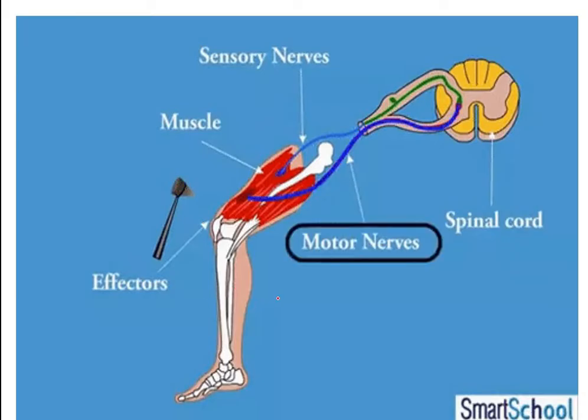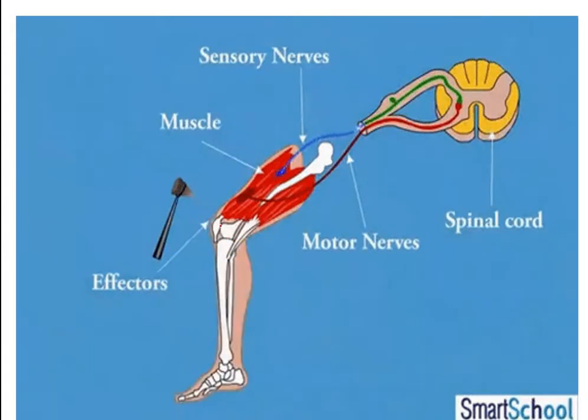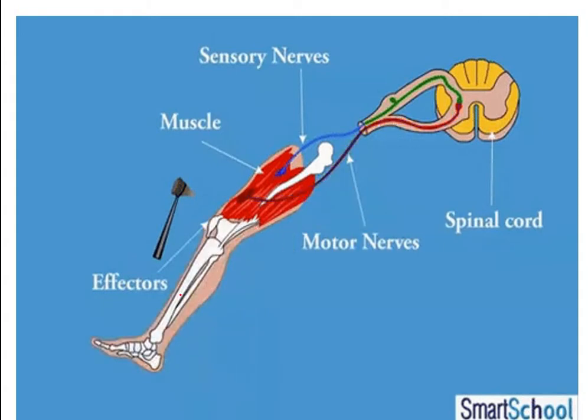Like in this picture, when there is an outer effector, like being hit by a hammer on your knee, what happens here is that the sensory neurons in this part transfer the impulses through the spinal cord to the brain. Then the brain will start to process and give the order back to the motor neurons. These are the motor neurons. It will give the order to your leg to move because it was hit by the hammer.